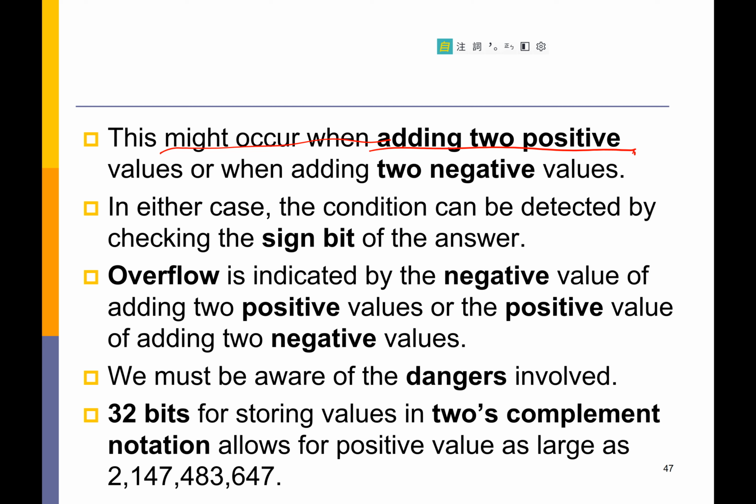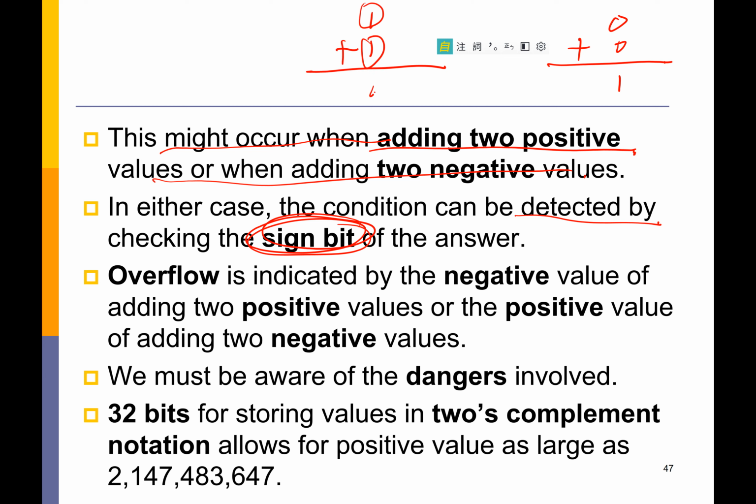So adding two positive numbers or adding two negative values might cause the so-called overflow error. How to detect it is easy: by checking the sign bit. If you add two numbers with sign bit 0 and you get a sign bit of 1, that is an overflow error. If you add two numbers with sign bit 1 and you get sign bit 0, this is an error. So we must be aware of the danger involved here. In fact, in C we have different variable types to handle integers.